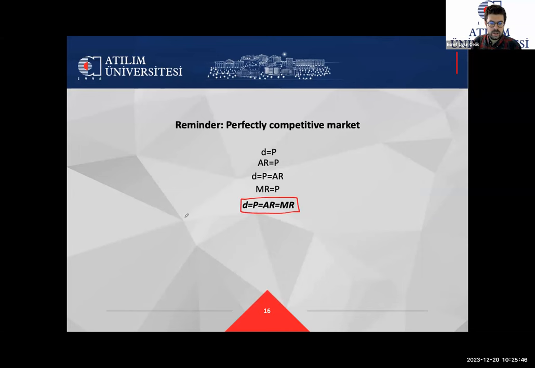Average revenue, I'm going to give the formula. Average revenue equals total revenue divided by quantity. And marginal revenue is equal to delta total revenue divided by delta quantity. Okay.